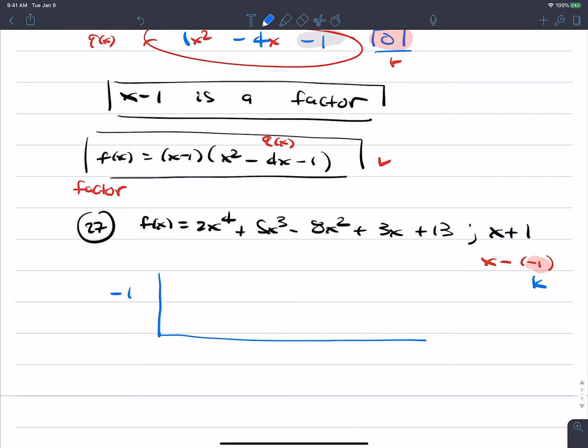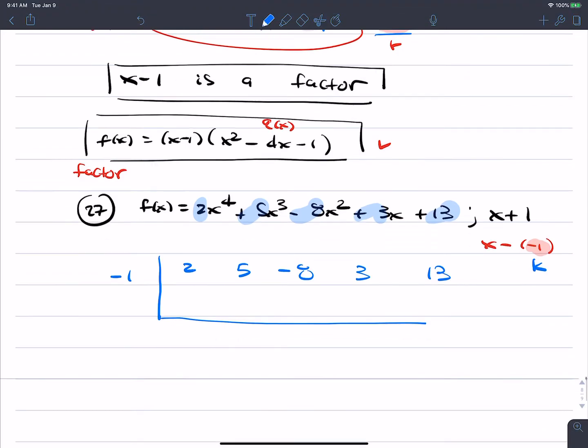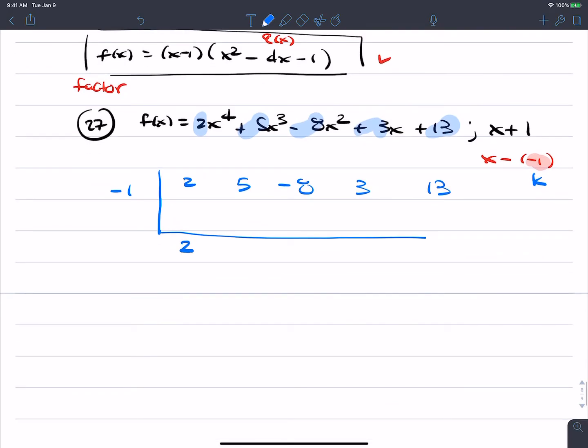Let's make sure we have our coefficients: 2, 5, negative 8, positive 3, 13. And we perform synthetic division. Bring down the 2. Negative 1 times 2 is negative 2. 5 minus 2 is positive 3.